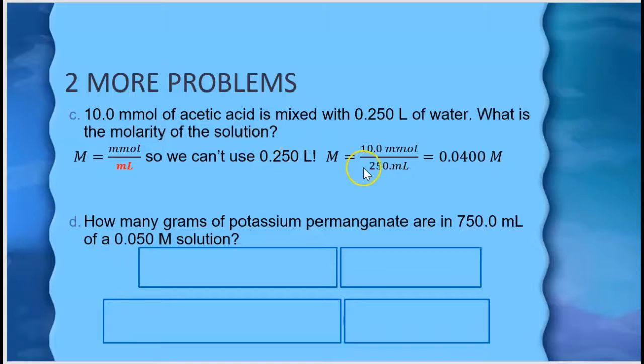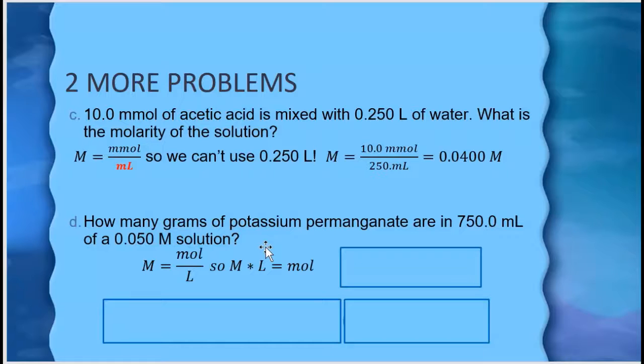That moves the decimal point over 3 times. And I do notice I have 3 significant digits on both of these. So I'm not just going to put down 0.04. It's 0.0400 molar. Okay. So the last one here has a similar issue. We're going to look at this and say, I have milliliters and molarity. How am I going to get this into grams?